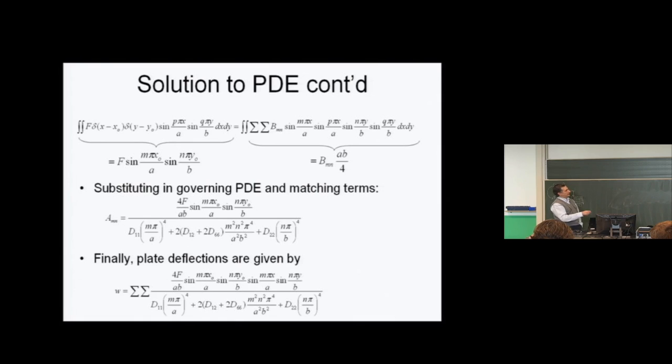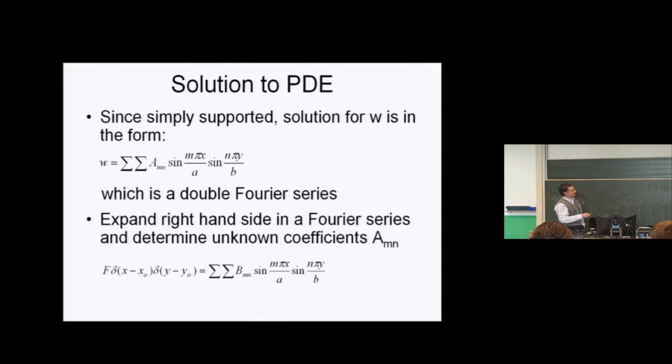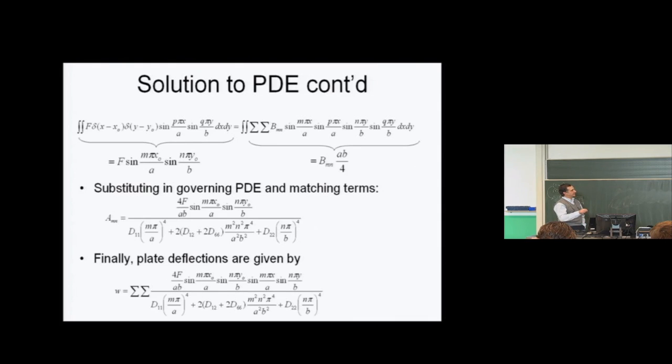If I did it on the right-hand side, I have to do it on the left-hand side also. Remember, all I'm doing is operating on this expression here. I take this expression, and in order to find BMN, multiply both sides by sine times sine of different integers, p and q, and integrate over the entire plate.